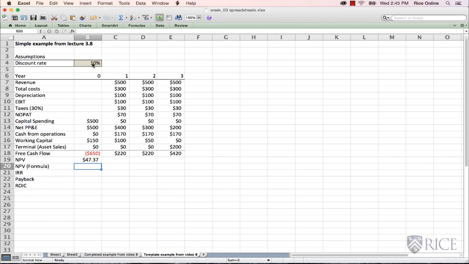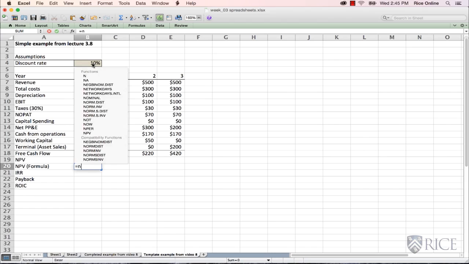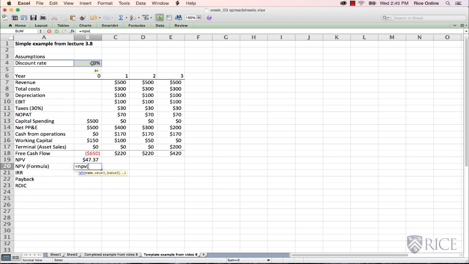There's an easier way to do this in Excel, which is using the NPV formula. If I just say equals NPV, and most spreadsheet programs have this formula built into them, it knows what to do. It says what rate are you using? I go and get 10%. And then it says what are your values? I go and I grab and I highlight all my future cash flows.